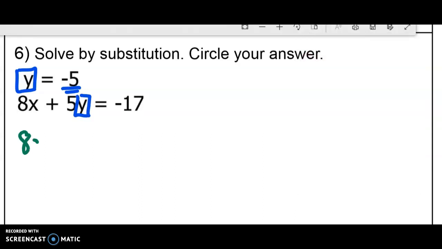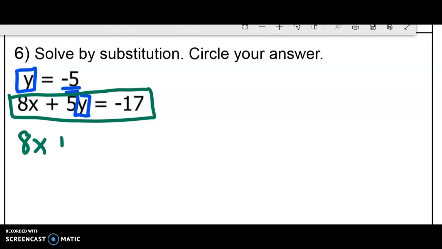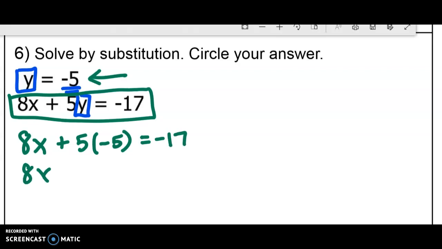Okay, so I'll rewrite this. 8x, I'm just taking this second equation and plugging that in, plus 5 times, but instead of y, I'm writing negative 5, because this equation right here tells me they have the same value. y is the same thing as negative 5, so I can substitute negative 5 in place of y. So we have 8x, 5 times negative 5 is negative 25. And now I can just solve for x.